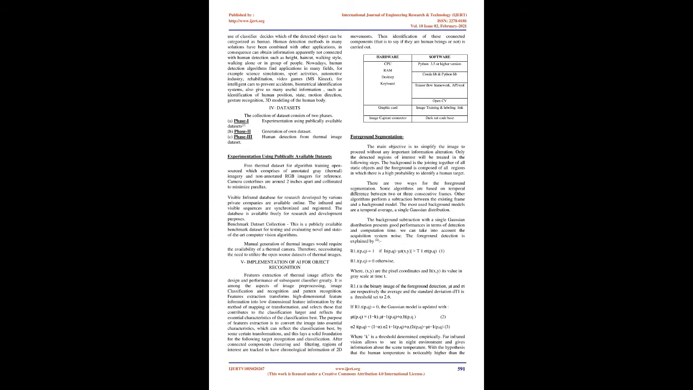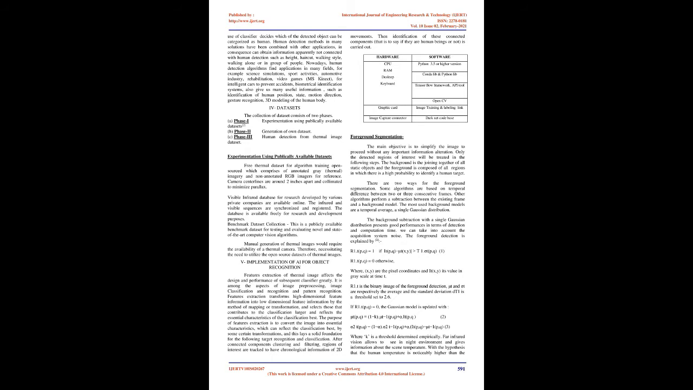First, after the image acquisition, pre-processing methods are performed such as filtering and some edge detection operations. Next, the feature selection process produces a number of objects in the image. Finally, a classifier decides which of the detected objects can be categorized as human. Human detection methods in many solutions have been combined with other applications, and in consequence can obtain information apparently not connected with human detection, such as height, haircut, walking style, walking alone or in a group of people.